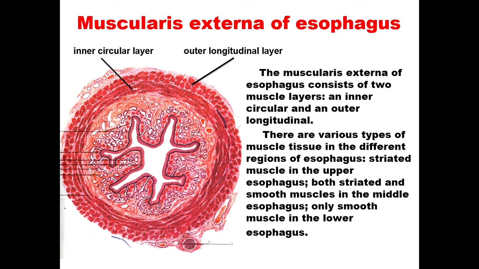The muscularis externa of the esophagus consists of two muscle layers, an inner circular and an outer longitudinal. There are various types of muscle tissue in the different regions of the esophagus. Striated muscle tissue is in its upper part. Both striated and smooth muscles are in its middle portion, and only smooth muscle tissue is in the lower part of the esophagus.